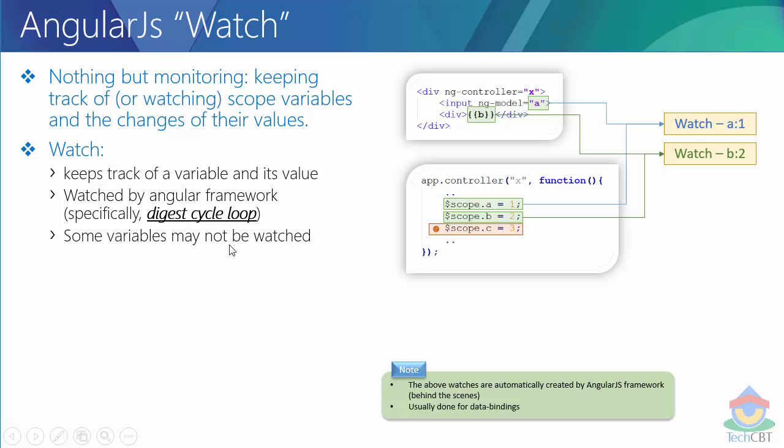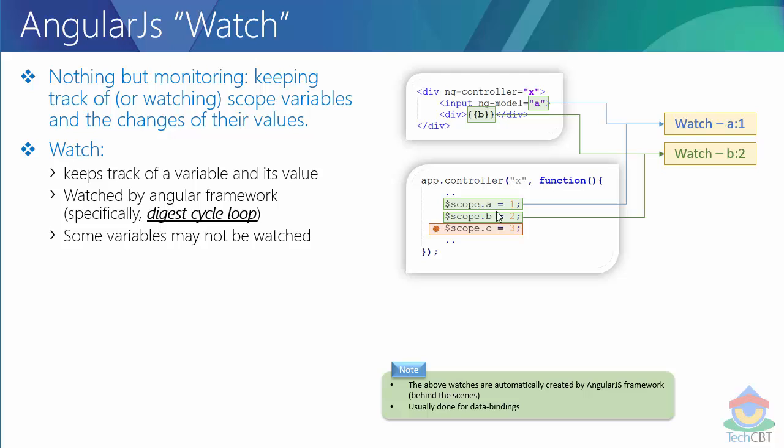Some variables may not be watched. You can see for scope C, currently there is no watch available. That means scope C is not being used in the form of data binding in this case, so it will not be watched by AngularJS. The AngularJS framework takes its own decisions on what scope variables to watch and what not, based on the concepts of data binding and so on.